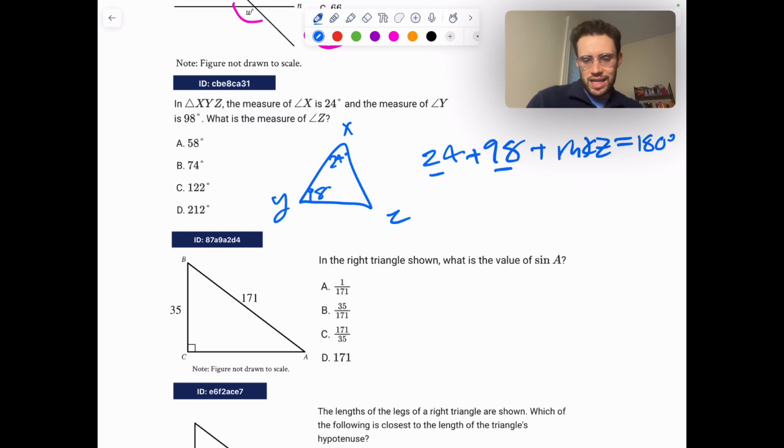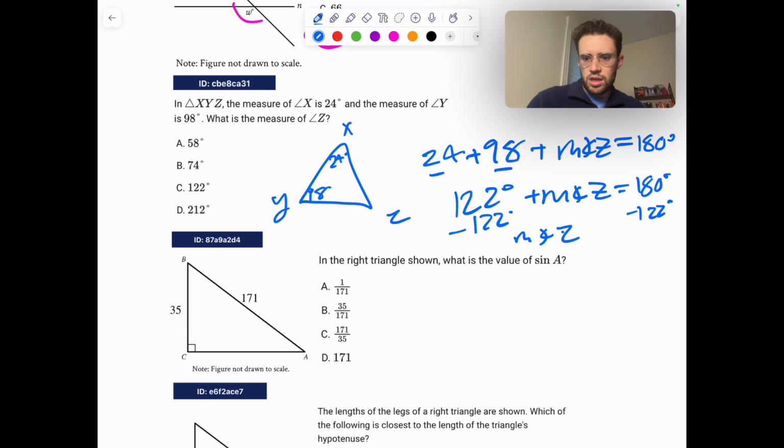24 plus 98 would give us, let's say, 122 degrees plus the measure of angle Z equals 180 degrees. Subtract 122 degrees from both sides. That gives us that the measure of angle Z is equal to 180 minus 122, which is 58 degrees.